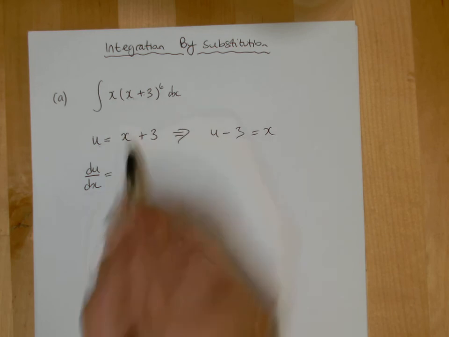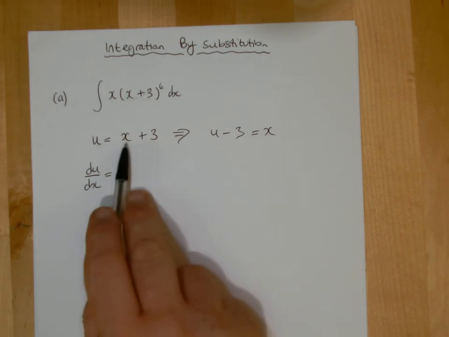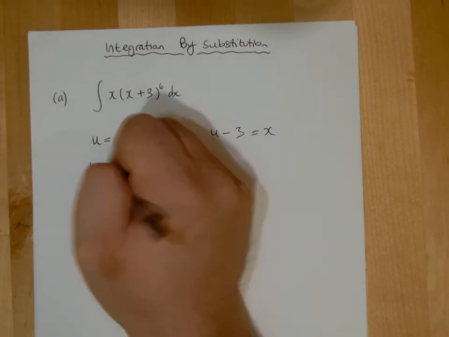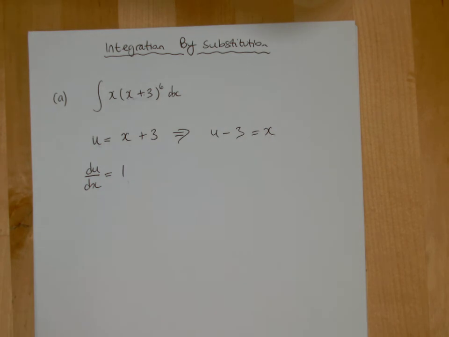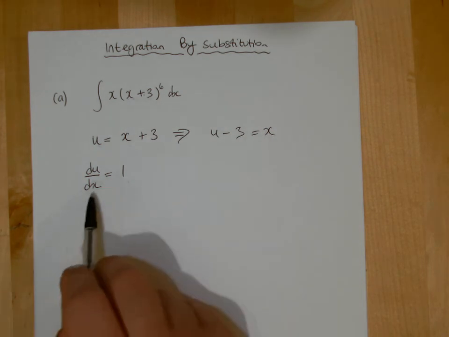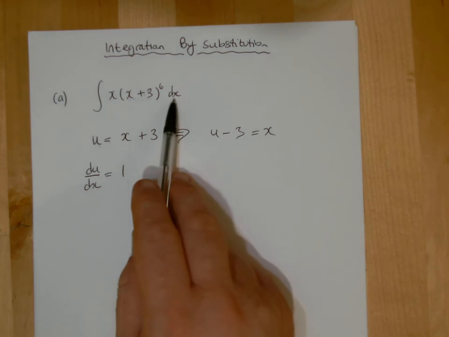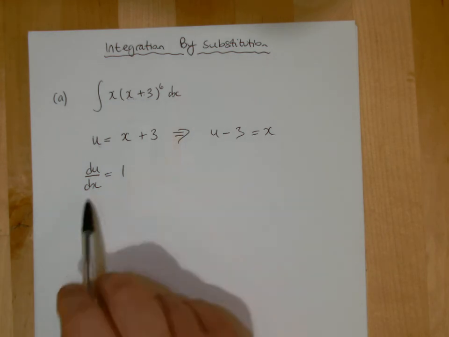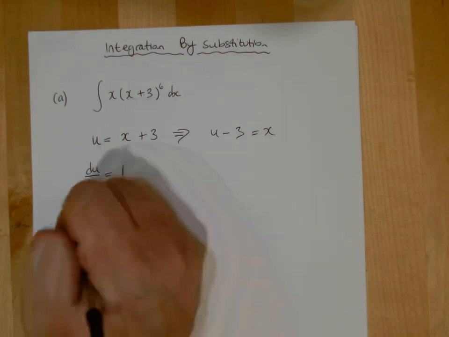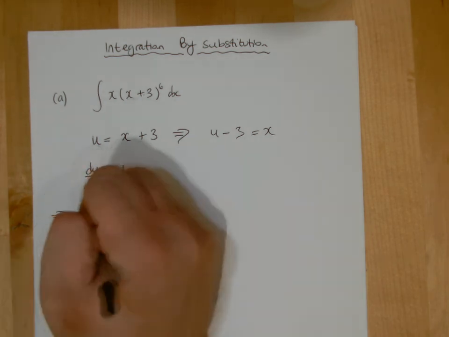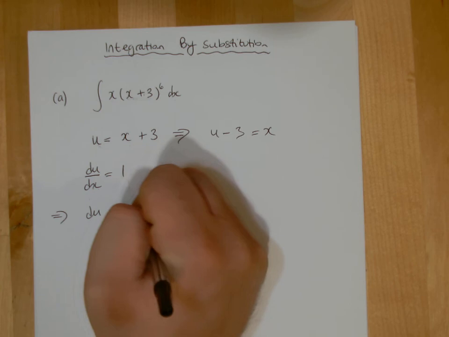And differentiating this here with respect to x is easy, because x just becomes 1, 3 becomes 0, so I've got that. And what I can do then, quite simply, I want to work out what dx is, because I want to substitute it. So I can take that dx up here, and times it by the 1.